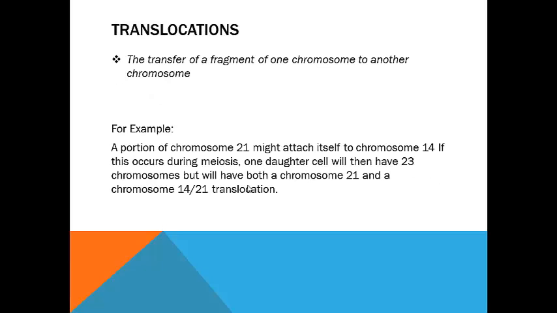Translocations. This is the transfer of a fragment of one chromosome to another chromosome. An example of this is that a portion of chromosome 21 might attach itself to chromosome 14. If this occurs during meiosis, one daughter cell will have 23 chromosomes, but will have both a chromosome 21 and a chromosome 14/21 translocation.